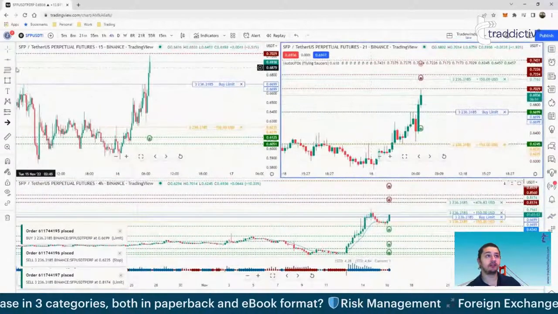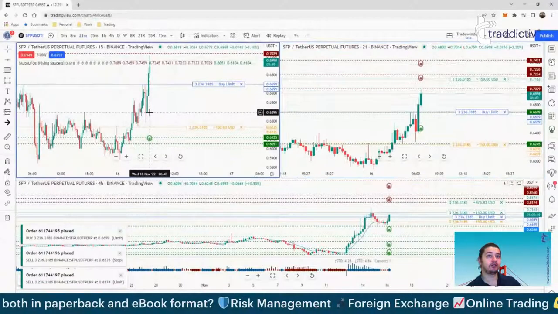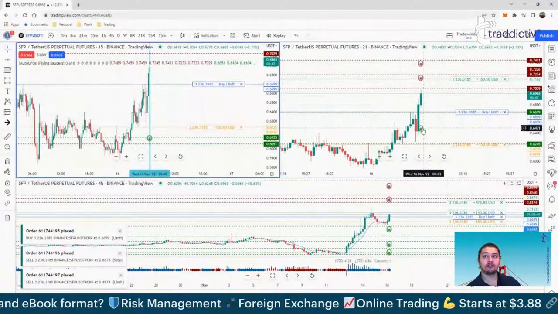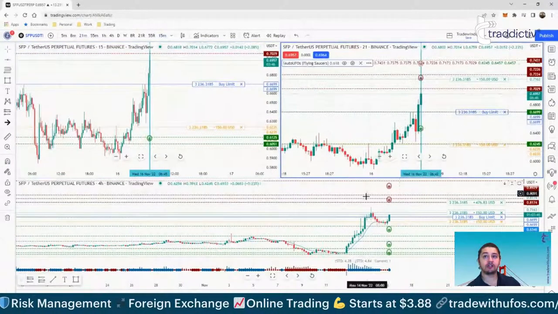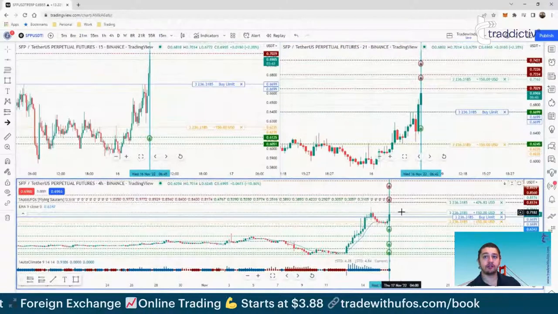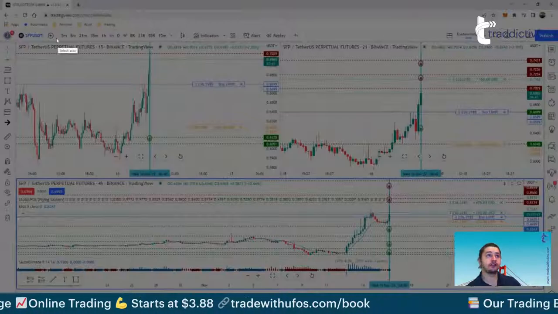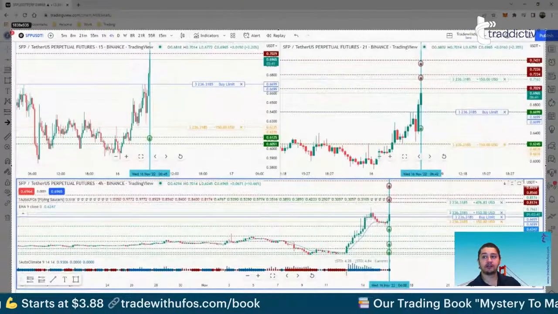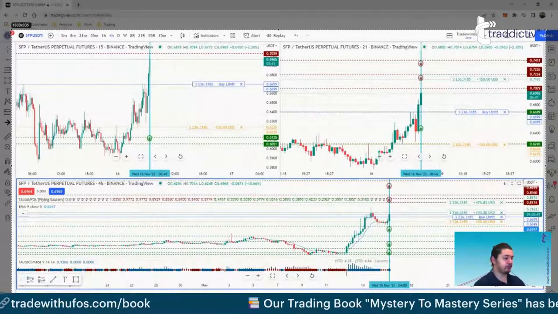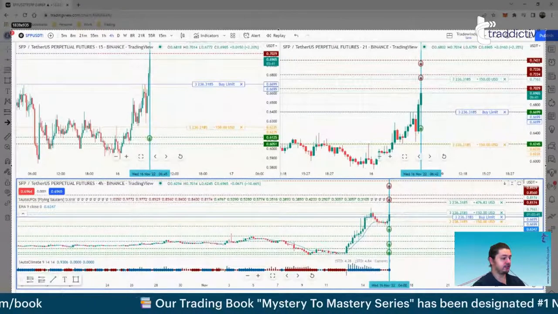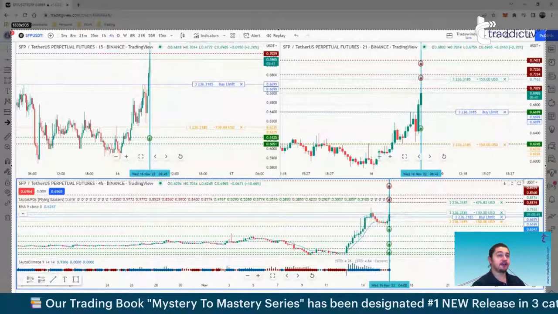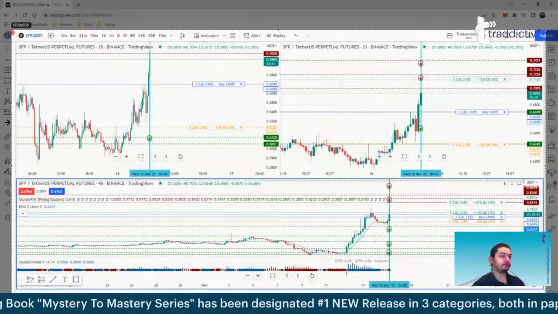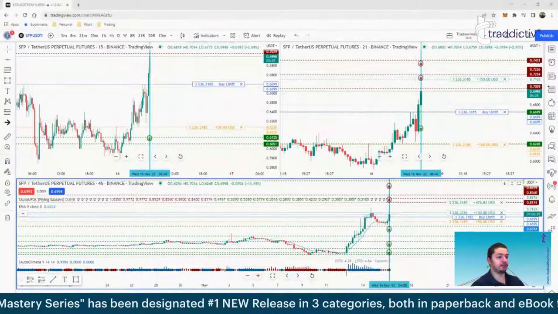Pop this on. Vertical line. Vertical line. And vertical line. Take a screenshot. Save that. 2022-11-16. It says SFP for our setup. All right.